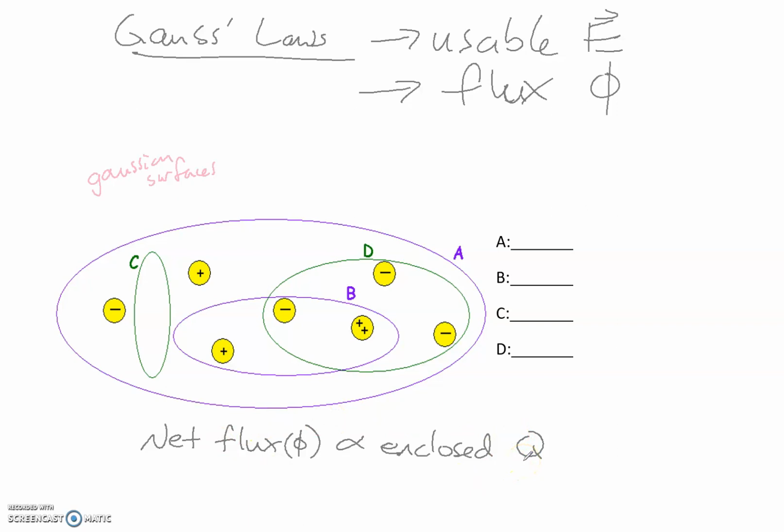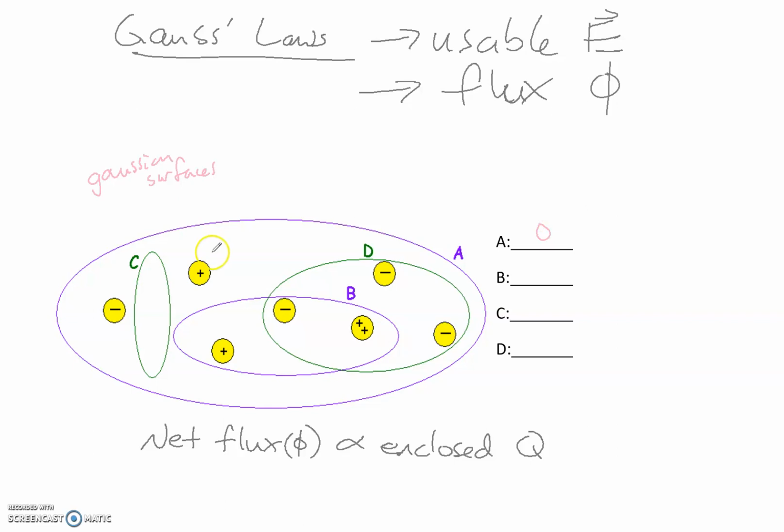So if I look at surface A, there's a whole bunch of charges inside of A. I've got 1, 2, 3, 4 negatives. I've got 1, 2, 3 positives, but that's a double positive. So I've got -4 and +4 altogether, which means the net charge inside is 0. The enclosed charge inside of A is 0. So since I've got 0 net charge inside, there is 0 net flux. The flux isn't good for anything.